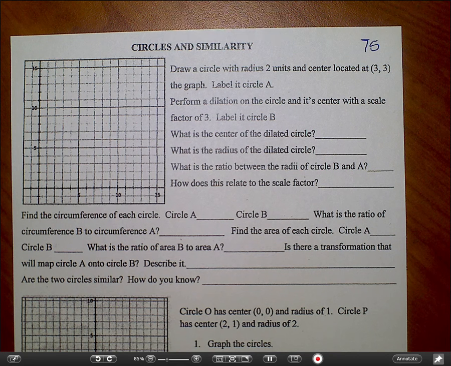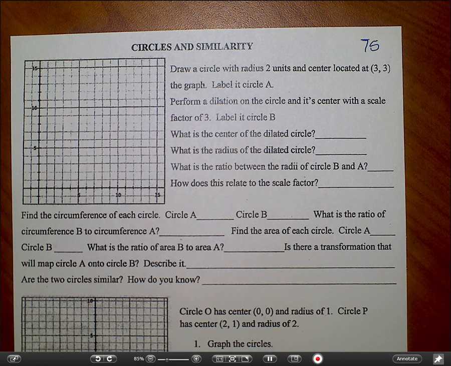Alrighty, so we're on page 75. This is going to be circles and similarity. Now, if something is similar, it has the same shape, right? Yes, but different sizes. If something is congruent, they're both the same size and shape. But right now we're just talking about similar.